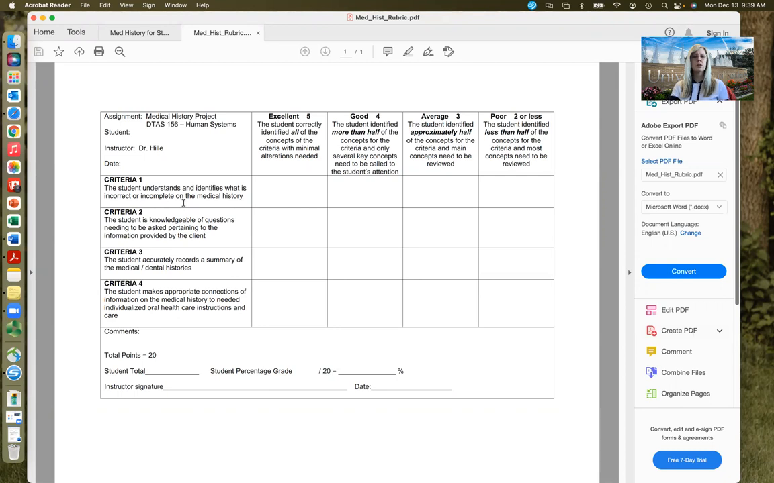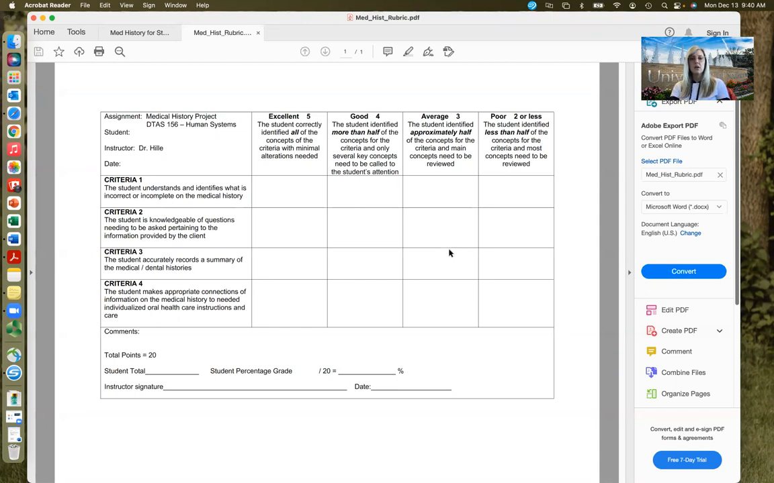Okay. So if you answered everything correctly in criteria number 1, you identified what was incorrect or incomplete on the medical history, and you answered all of that correctly, then you got 5 points. If you answered more than half of it correctly, you got 4. If you answered approximately half, you got 3. And if you answered less than half of question number 1 correctly, you got 2 points, okay?